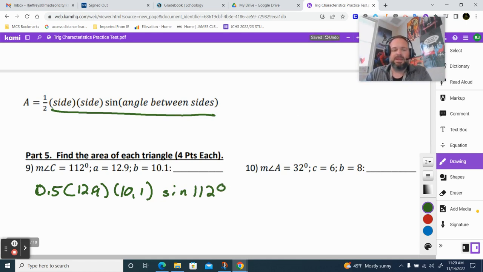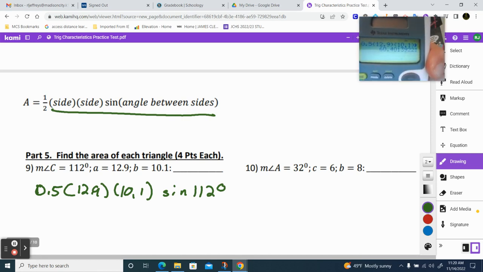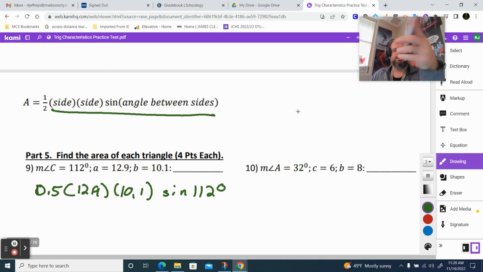so I'm going to plug that in all at once. So 0.5 times 12.9 times 10.1 times the sine of 112. Okay, I've got to round to the nearest tenth. Because this has a 0 right here, because it's 60.40, this is actually 60.4. Okay.